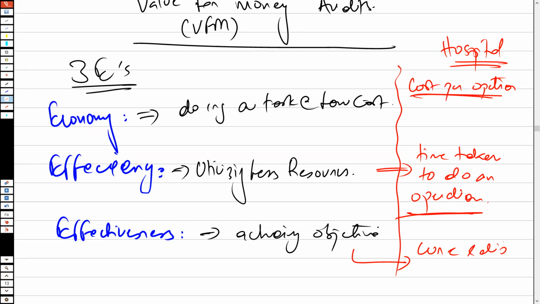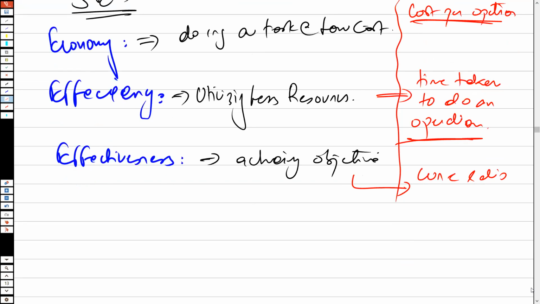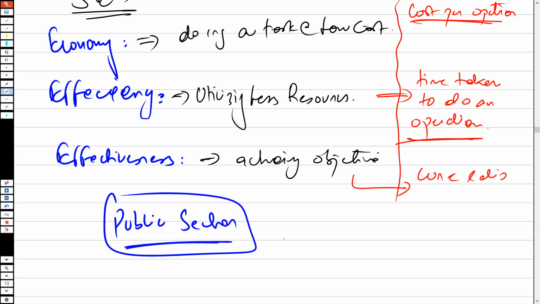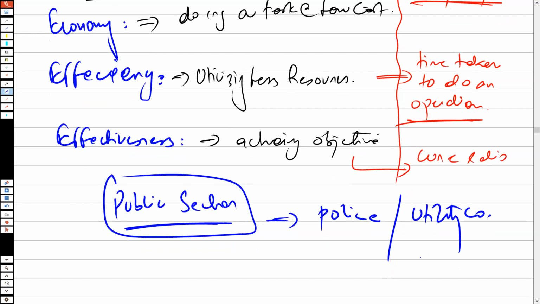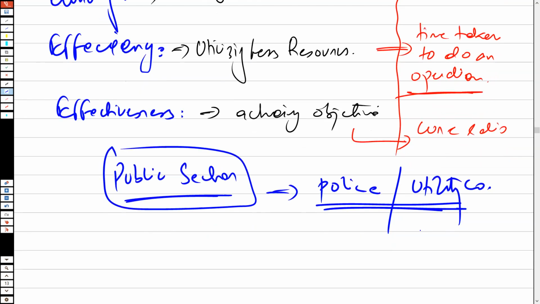Whenever we talk about any public sector organization, not just a not-for-profit organization, what do we mean by public sector organization? It could be the police, the utility company, or any other type of company. The agenda of the public sector organization is also the same: it wants to serve the public at large, and it does not generate those revenues. So you apply the value for money audit for public sector organizations also.